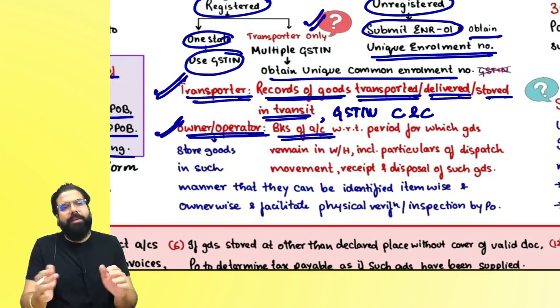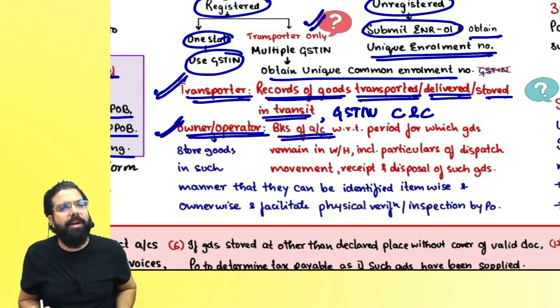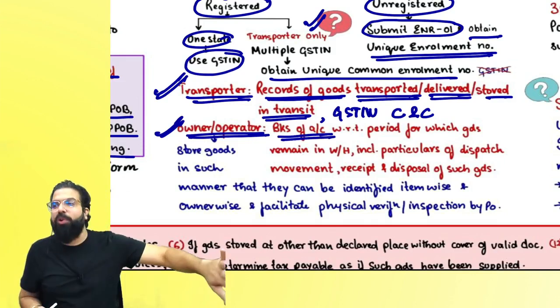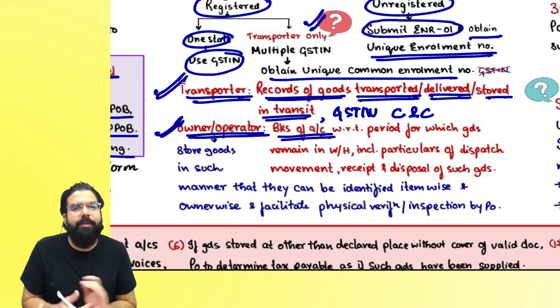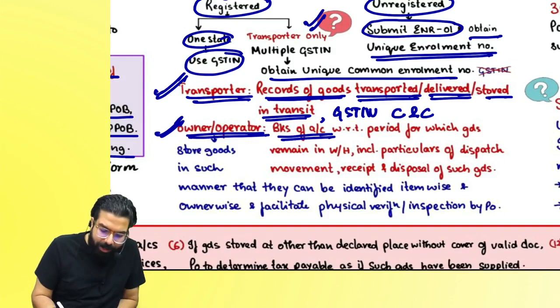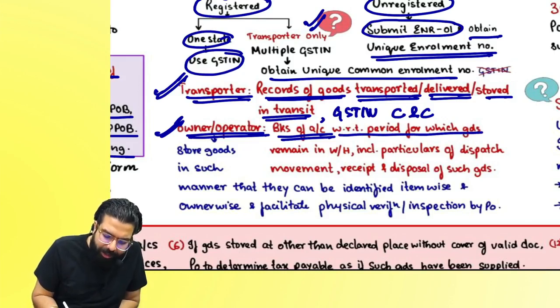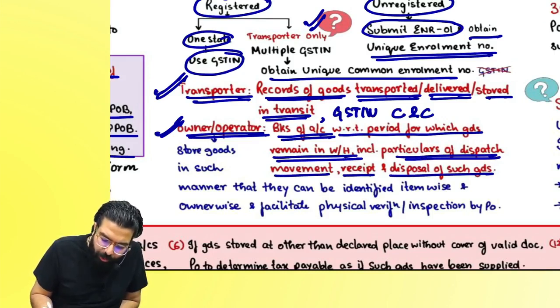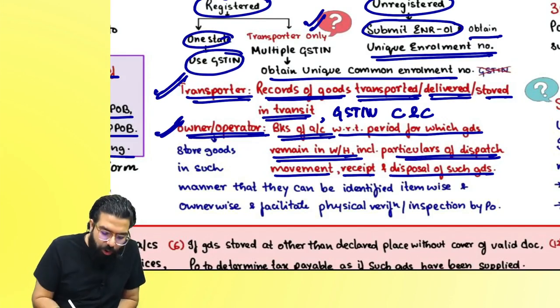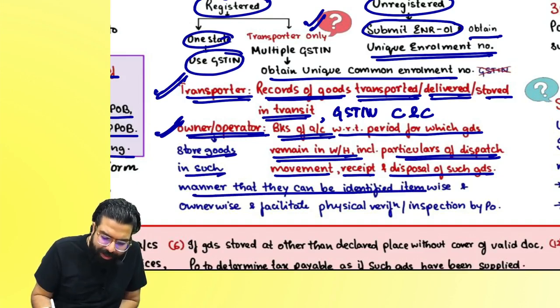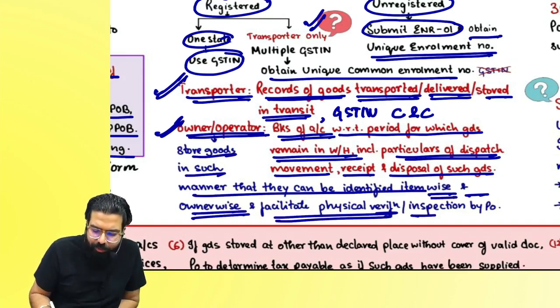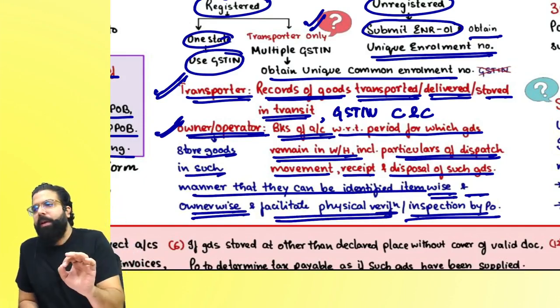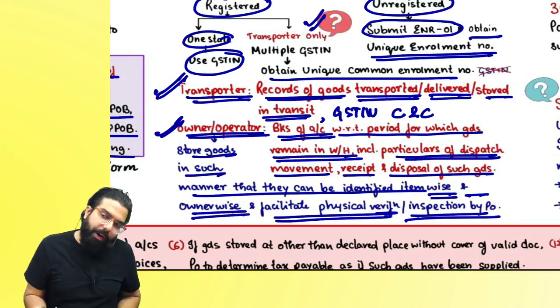Next, if you are an owner operator of a warehouse, then you have to maintain books of accounts. Basically, you are maintaining a godown. The government told that whose goods came, whose goods went, how many came, how many days they were there, all those details are required. Books of accounts with respect to the period for which goods remain in the warehouse, including particulars of dispatch, movement, receipt, and disposal of such goods. You have to store them in such a way that they can be identified item wise and owner wise, and it facilitates physical verification and inspection by the proper officer.